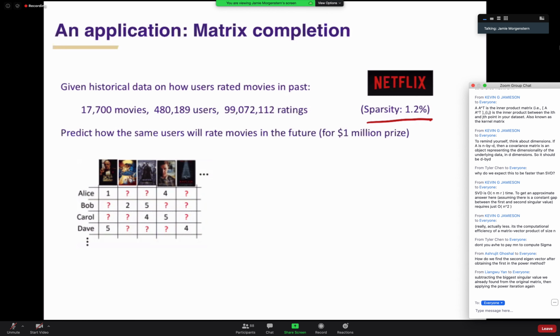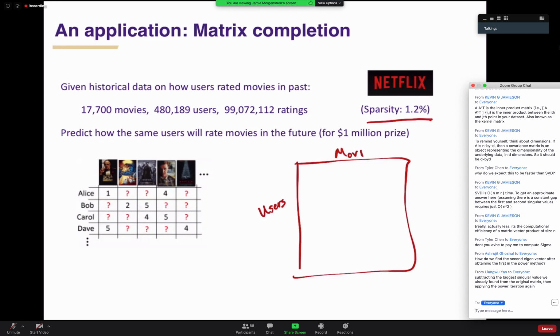Anyway, okay, so how do we do this? What is this problem actually saying? There's a number of users, and there's a bunch of movies, and some of these entries are full, and some of these entries are question marks. And the question is, how do we fill in the question marks based on the information we have so far?